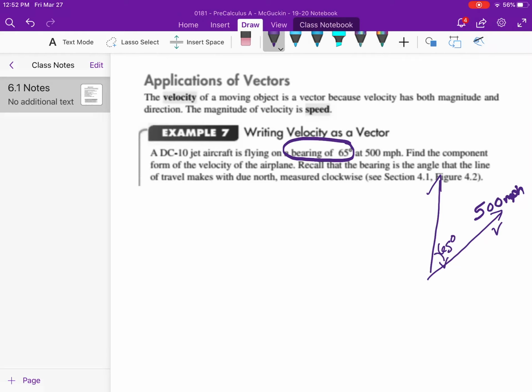So let's think about this. This was our north, but think about it as almost like our y-axis. That means that this one down here would be our x-axis, and of course, this makes a full right angle. So if this angle was 65 degrees, what's left over would be 25 degrees. This will help us out because we know that our magnitude, its speed, is 500 miles per hour. So that vector v is moving 500 miles per hour, which is the size of the vector.